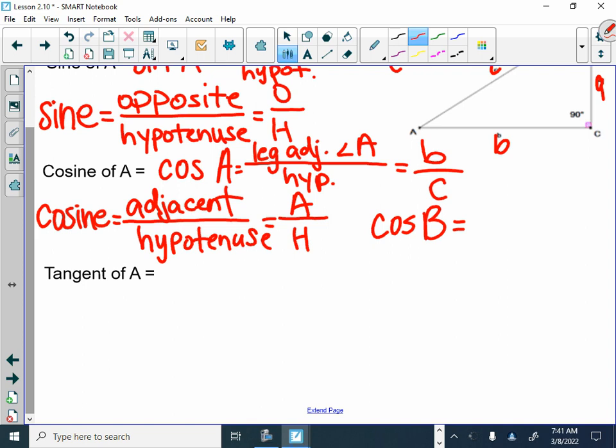What leg is adjacent to angle B? A, good. And then once again, my hypotenuse is still C. Okay, so that's cosine, adjacent over hypotenuse, your CAH of your SOHCAHTOA.